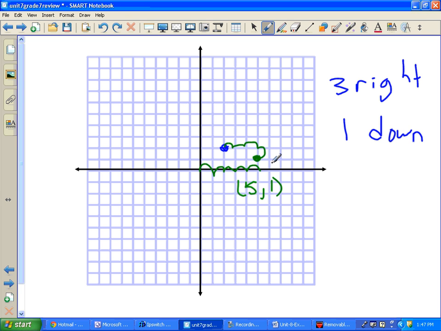So when you do graph the coordinates on the grid, make sure you recognize whether or not you're going in a positive direction on the x side, or you might be going in the negative direction. Also remember if you're going in the positive direction on the y-axis or the negative direction on the y-axis.